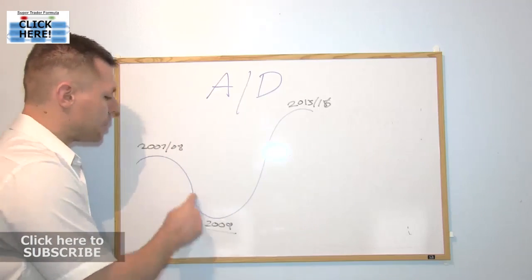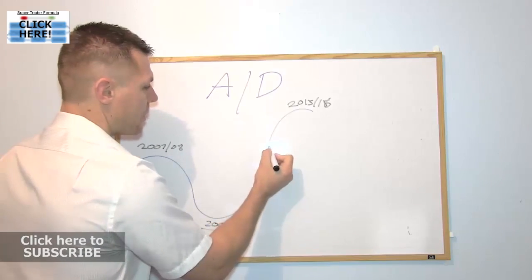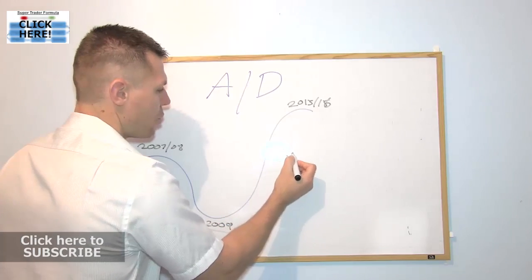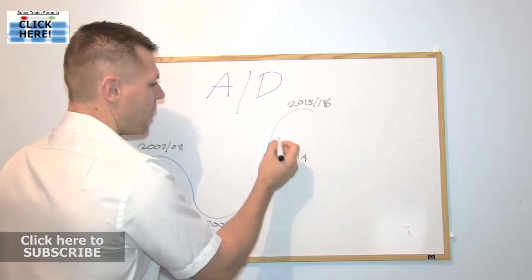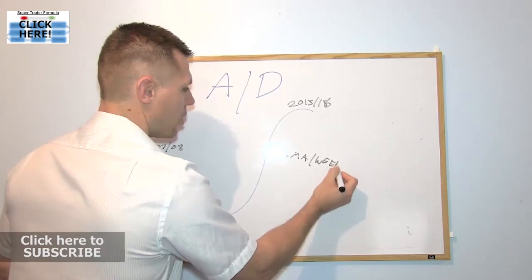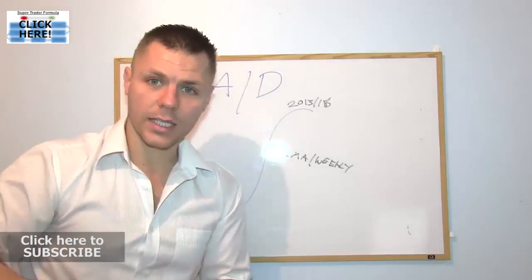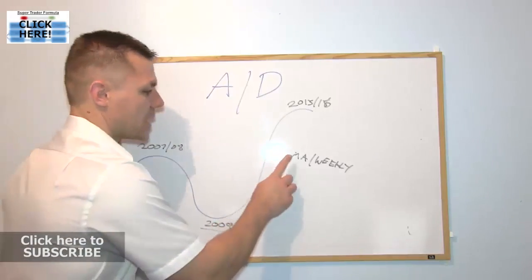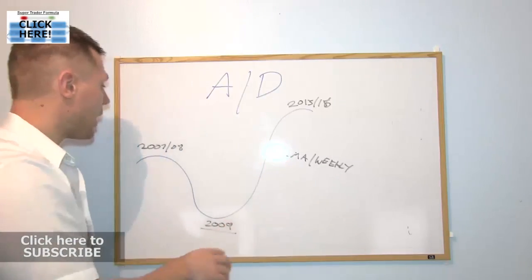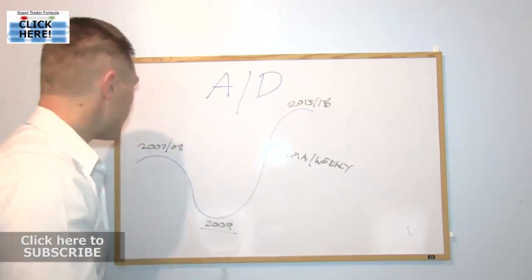We have this blue line here, and this blue line represents a 52 MA, and this is on a weekly chart, okay? So it's a 52 moving average on a weekly chart, and I've marked out some turning points within the markets, and you probably know this, right?